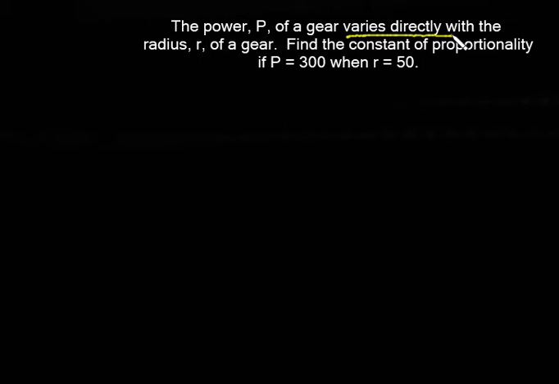Again, I'm just going to write it down in the order that it says. So P varies directly with the radius. So it's the constant of proportionality times the radius. Our job is to figure out what the K is. We've already been given some information. Let's fill it in.